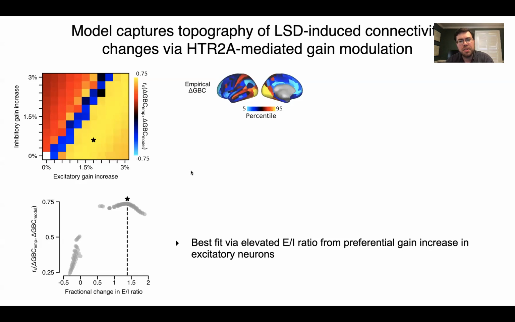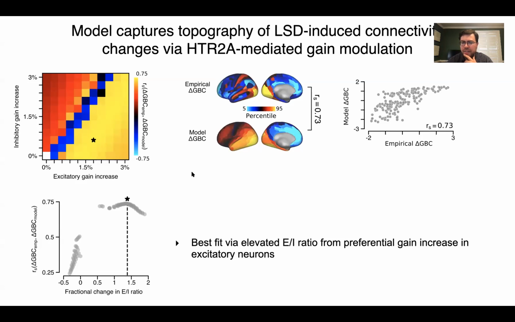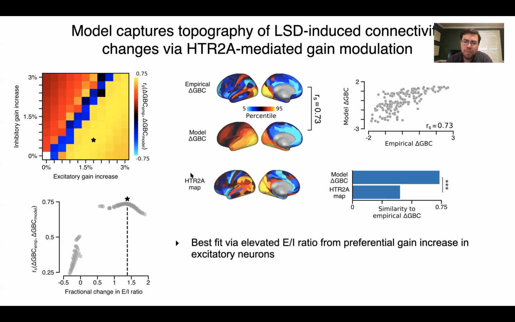And now we can look at what these topographies are. We have the empirical delta GBC, the best fit simulated model delta GBC, and we can get a nice fit to this cortical topography. And one really interesting thing is comparing this back to the gene expression map alone. And what we found is that whereas the gene expression map alone to the empirical map had a fit similarity around 0.4 something, here we're able to get up above 0.7 by actually simulating the neural measures which are being fit to in the dynamical circuit model.